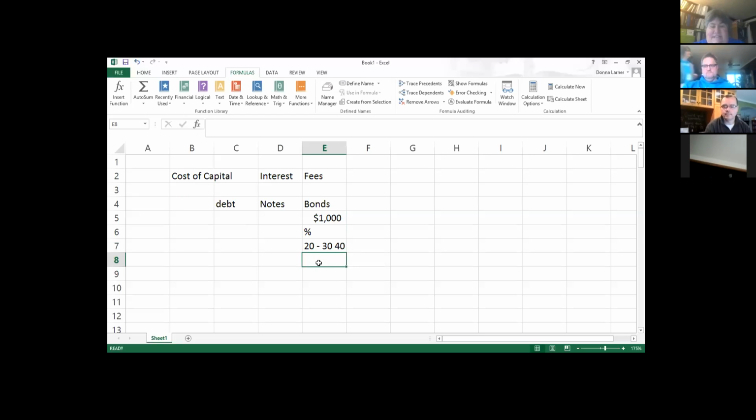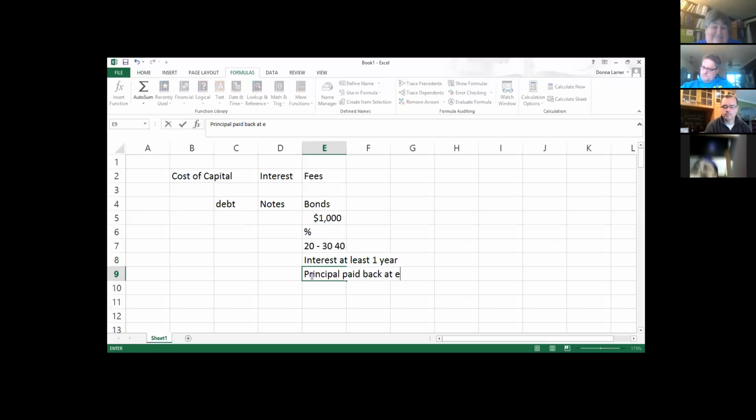The funny thing about bonds is that interest is paid at least once a year. But the principal, the $1,000, is only paid back at the end. So they don't get their $1,000 back till the end of the bond or until they sell it on to somebody else. Depending on if it's a 20, 30, or 40-year bond, it could be a long time. But they will get periodic interest payments. So if the bond is an 8% bond, that's $80 a year that they'll get in interest.